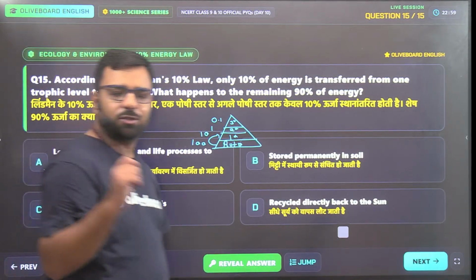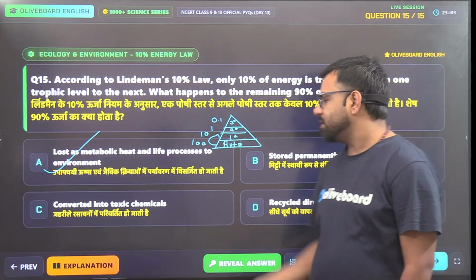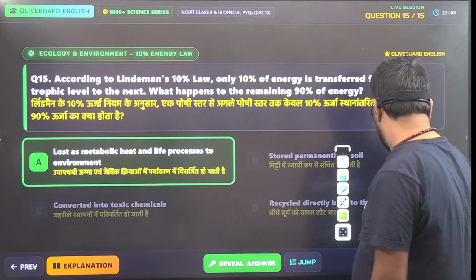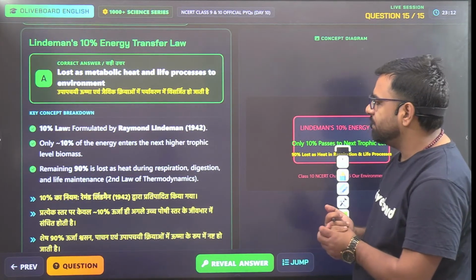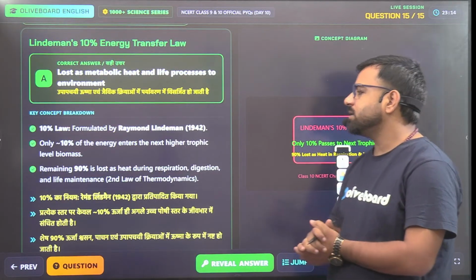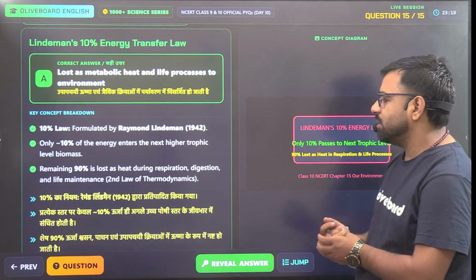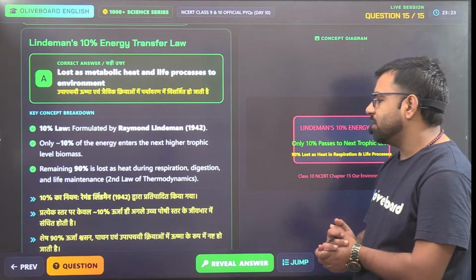So Ankita, your score is 13 out of 15, and that's a very good score. Here the correct answer will be option A. Let's go with the explanation now. The 10% law was formulated by Raymond Lindeman in 1942. Only 10% of the energy enters the next higher trophic level biomass. The remaining 90% is lost as heat during respiration, digestion, and life maintenance. That is the second law of thermodynamics.